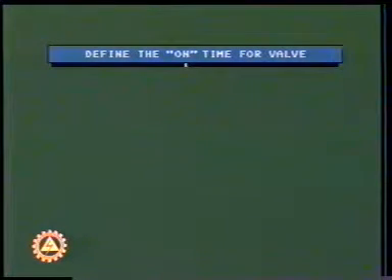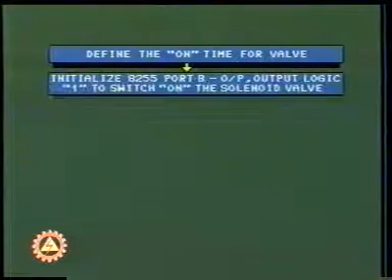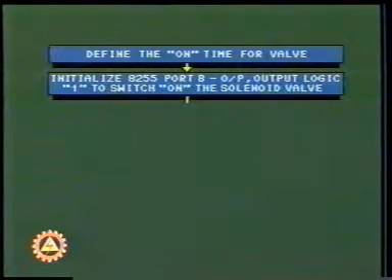In the third step, we activate the control circuit to add a predefined amount of chemical into the process with respect to the process temperature. For this purpose, we calculate the on time for solenoid valve in correspondence with the process temperature. We initialize port B of 8255 in output mode and output a logic 1 signal on PB7 line.